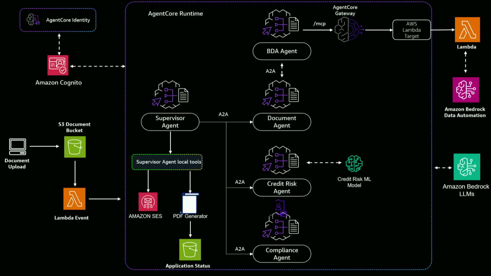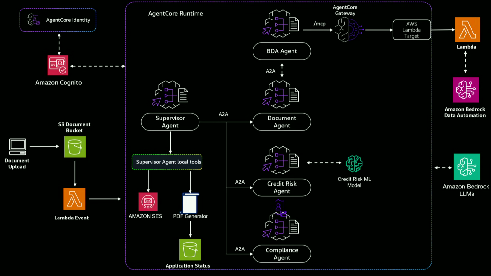The supervisor agent then, using the A2A protocol, reads the agent cards of all of the available agents and finds out that there are three agents it can work with: the document agent, the credit risk agent, and the compliance agent. Once it decides what agents it can work with, it creates a workflow, and then as an action item, it calls the document agent with the information of where the documents are located.